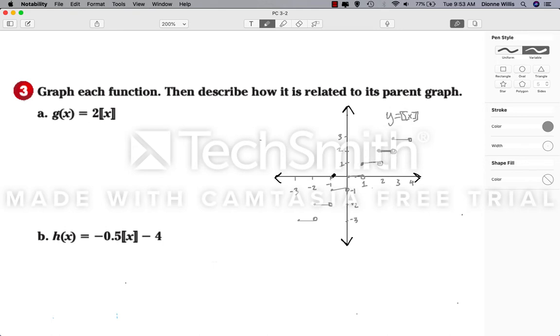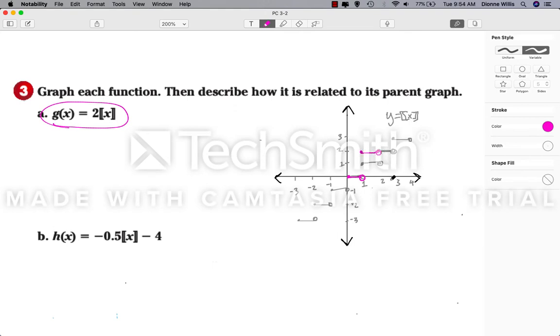Okay, so think about that and let's think about how this graph will affect the relationship between the parent graph and this one here. So look at this. g of x is equal to 2 times the greatest integer function. So what this says is that I'm just going to multiply each of the values for y by 2 in order to get the new values. So 0 times 2 is 0. So that's going to stay. But this next one, watch this. When I multiply 1 times 2, it's going to pop all the way up here. And we're going to get that situation.